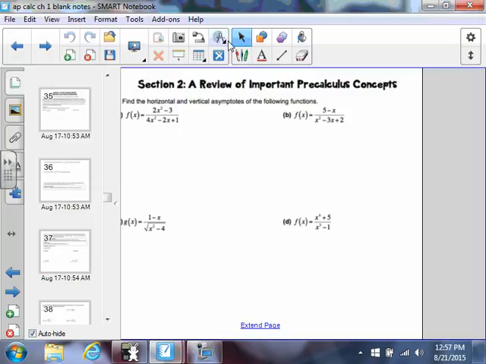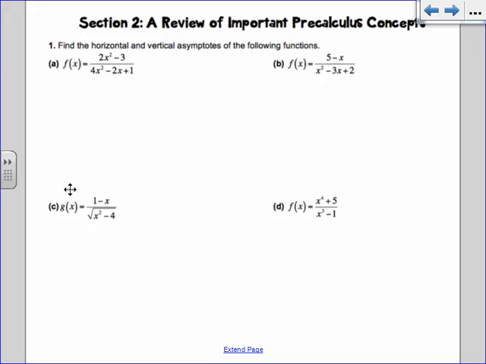So section 2 is a review of important pre-calc concepts. This section is very, very long, so we're going to break it up into 2 parts. The first part, we're going to talk about horizontal and vertical asymptotes.